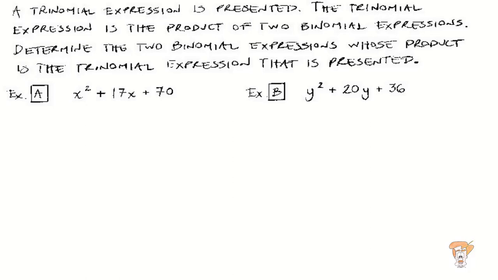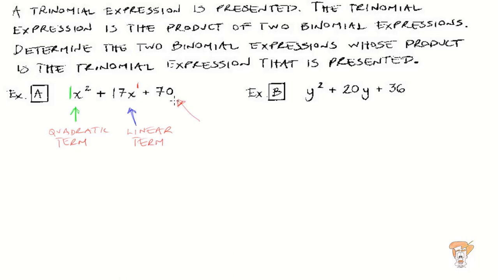In example A, the first thing that should be noticed is that there are three monomial terms that comprise this trinomial. One of the monomial terms is x squared, and it has a coefficient of 1. That monomial term, because it has an exponent of 2, is what is referred to as the quadratic term. The second monomial term is a plus 17x. That x has an exponent of 1. Therefore, that term is referred to as the linear term because the exponent on the variable x is 1.